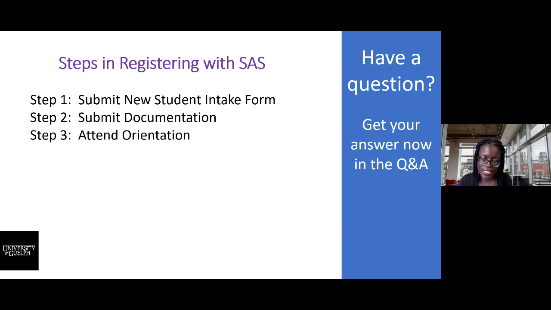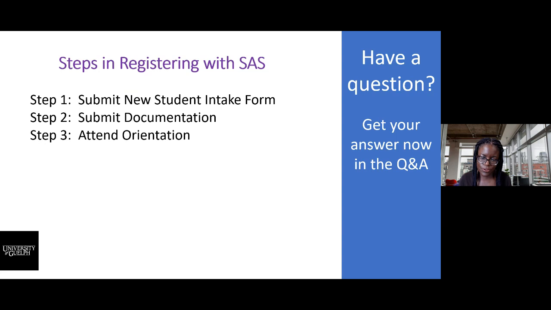The third step is to attend orientation. So after you've submitted a new student intake form and/or your documentation, those are important steps because that says to us, hey, this is a person who's going to need more information throughout the summer about what's going on with SAS, events that we're having, that sort of thing. So after you have connected with us by submitting some paperwork, it is really important to watch your University of Guelph email. That is the email that we're going to be using because that's the email we'll use to communicate with you after you've already started your classes.